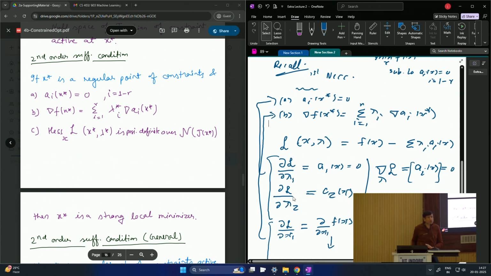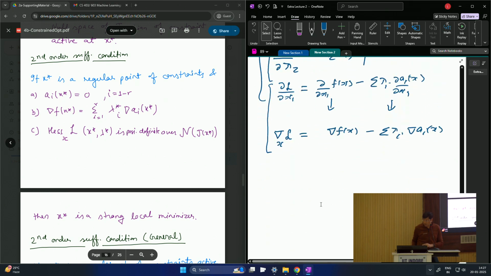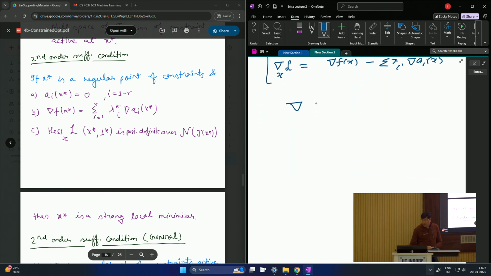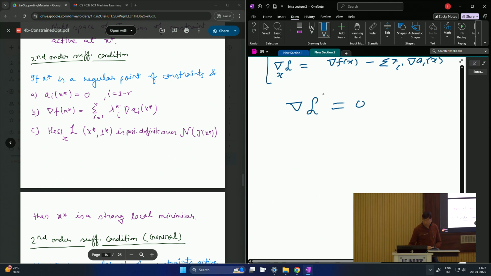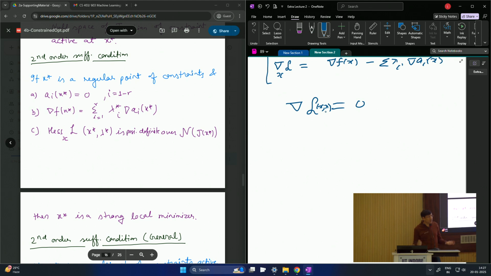Everybody convinced? So the two together, if I have to write, I would just write that the gradient of the Lagrangian is equal to 0. Because the Lagrangian is a function of x and lambda, which means you differentiate with respect to lambda and with respect to x and make it equal to 0. This becomes the necessary condition. Is that okay? Now you have got the gradient of the Lagrangian.